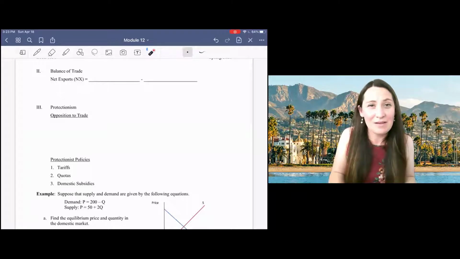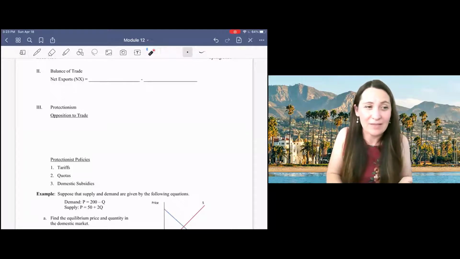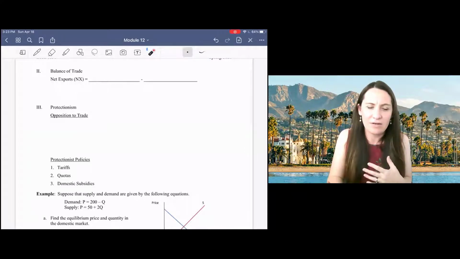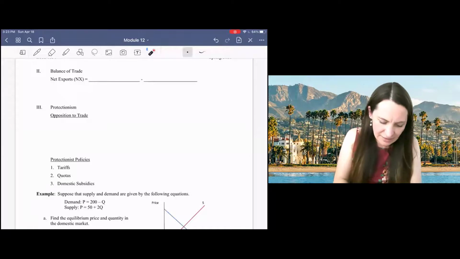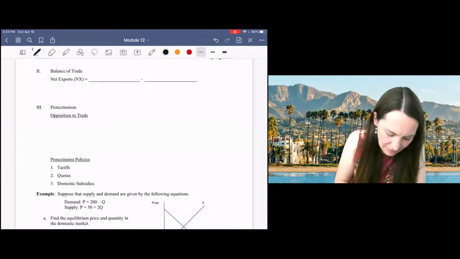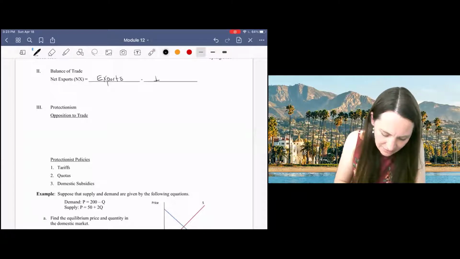You will sometimes hear people talk about the trade balance of a country. The trade balance, or the balance of trade, refers to how much we're importing versus how much we're exporting. In particular, we can calculate net exports as the value of all the goods exported minus the value of all the goods imported.